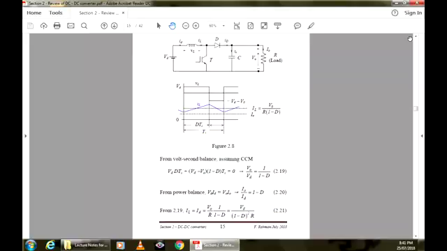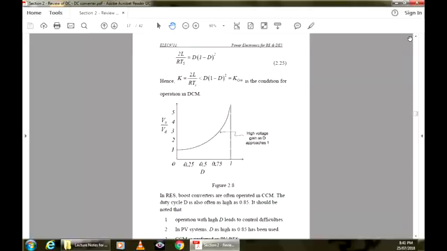If you plot D versus V0 over Vd with continuous conduction, the characteristic is like this. The D to V0 relationship is like this, assuming that Vd is constant. The slope of this curve is the gain, and that gain changes with D. So if you operate a boost converter with a D near unity, you are operating somewhere here. For a slight change of D, there is an enormous change of voltage, and that is difficult to control. With that, the converter is difficult to control.